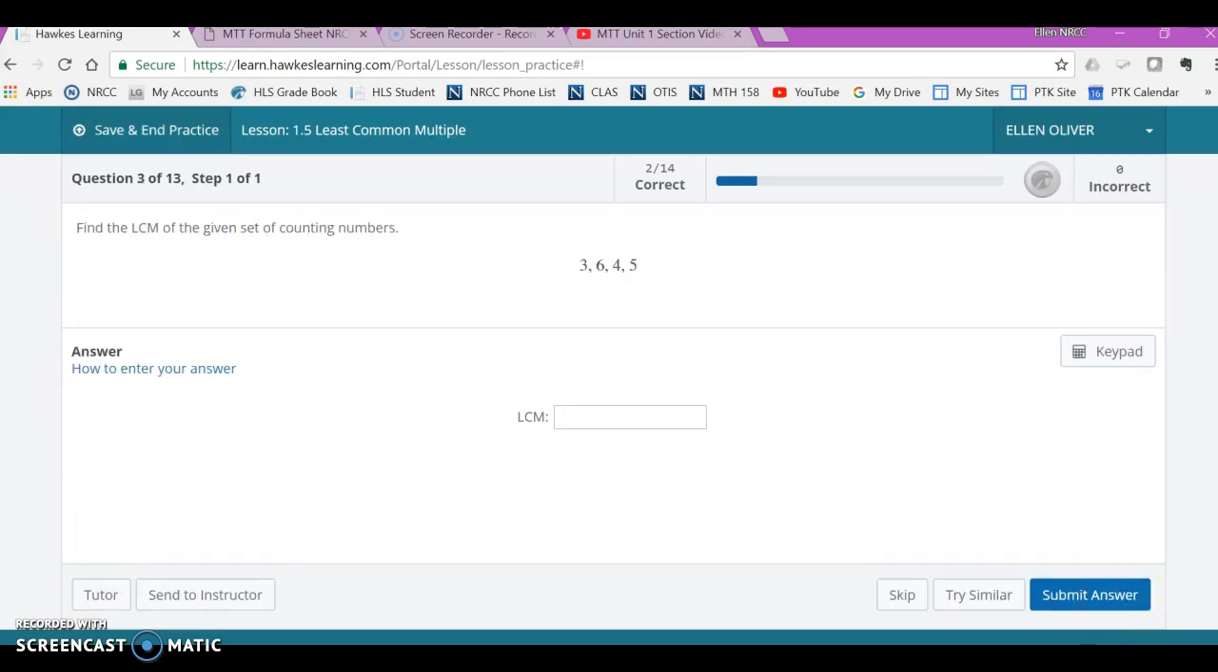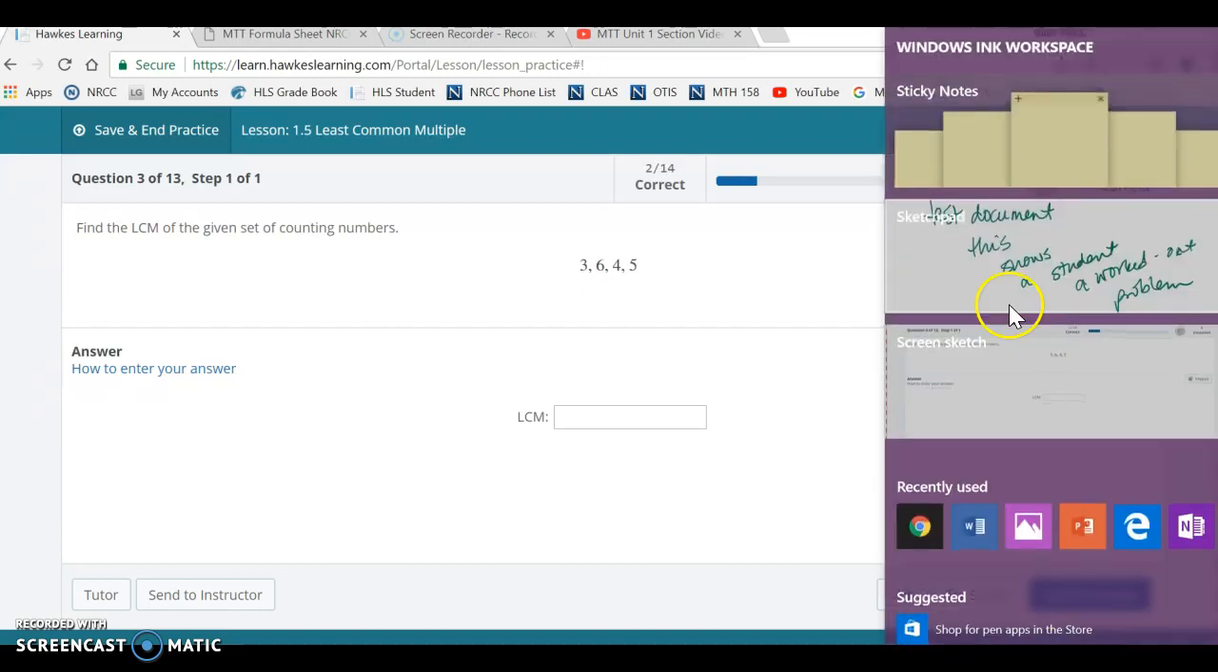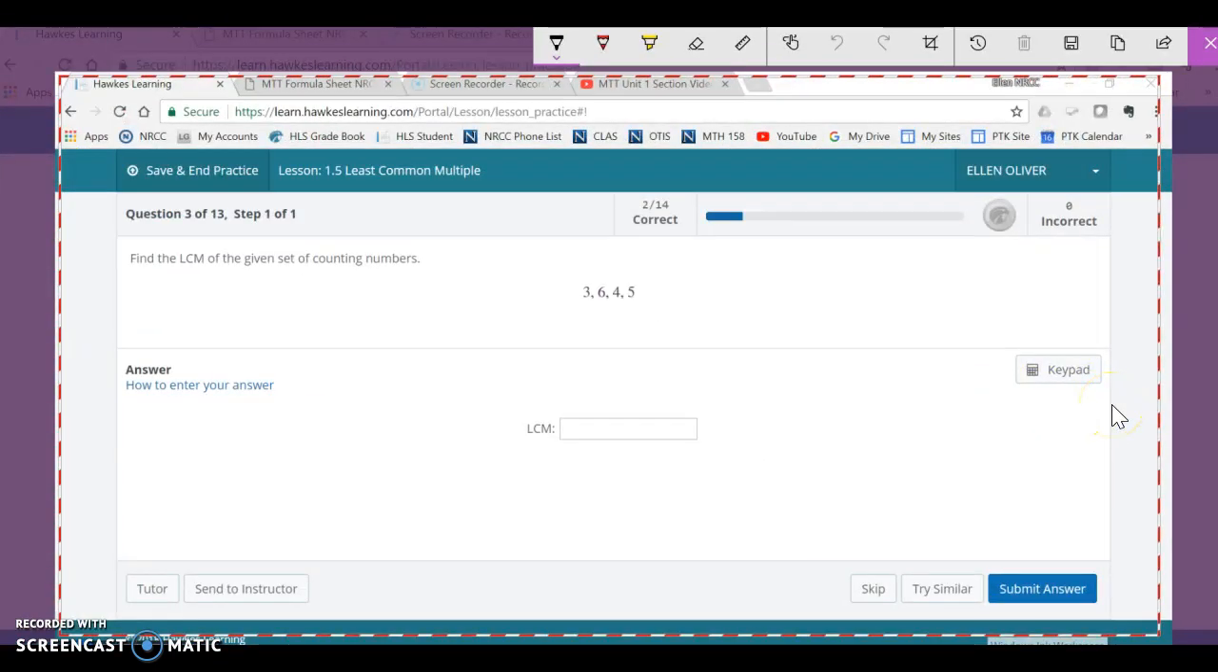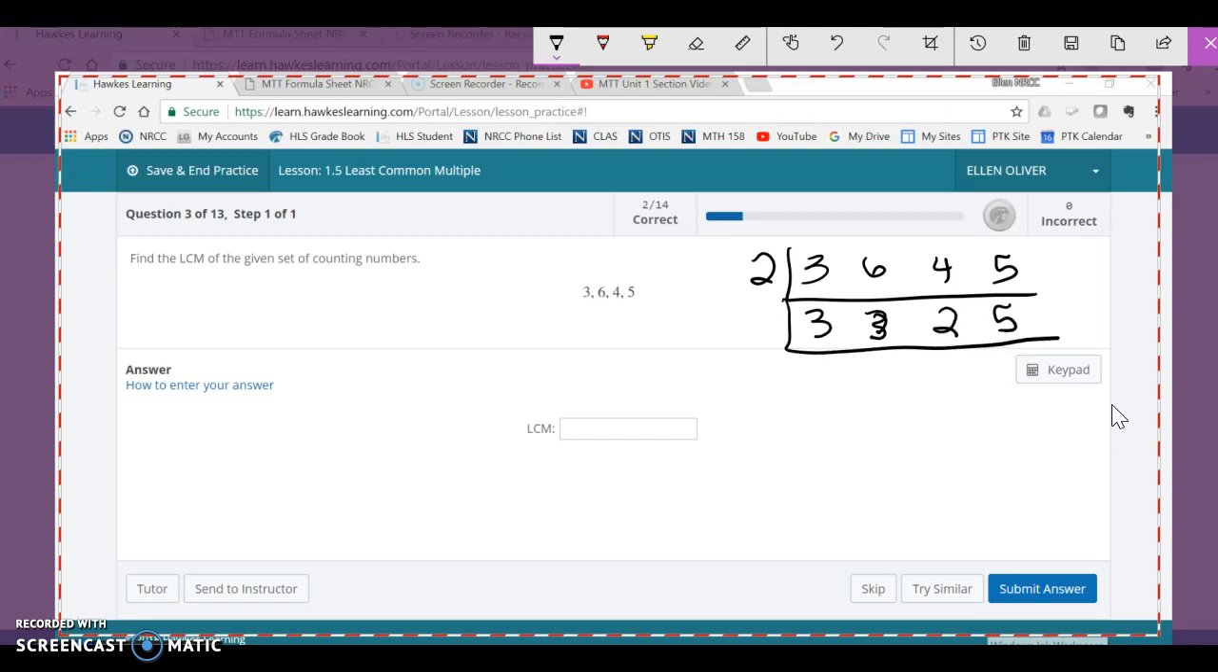All right, let's do, there's 4 numbers here. That's okay. We can just do the ladder method with those 4 numbers. 3, 6, 4, 5. Start with 2. Doesn't go in. Goes in 3 times. Goes in twice. Doesn't go in. Keep going with the 2. Doesn't go in. Doesn't go in.